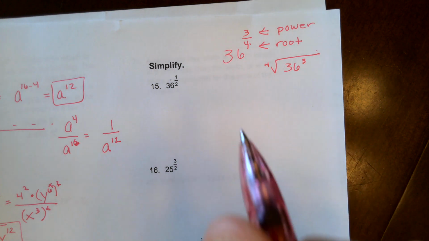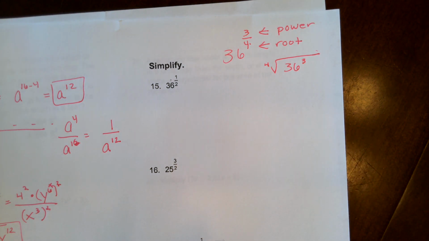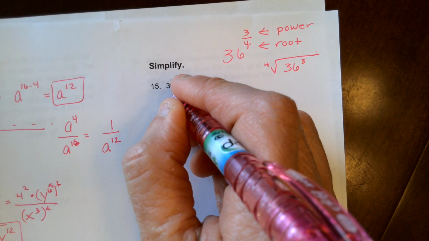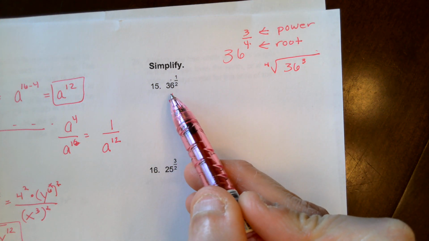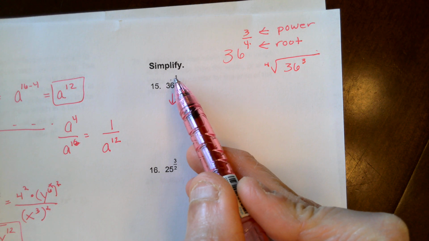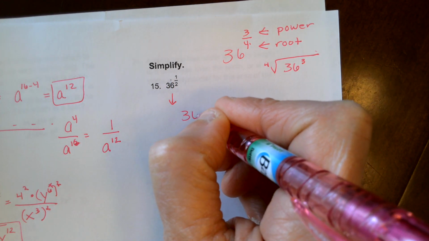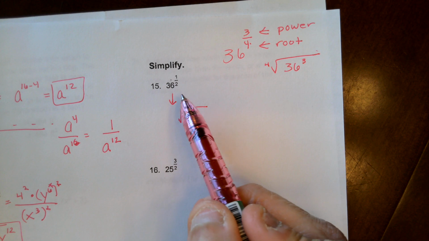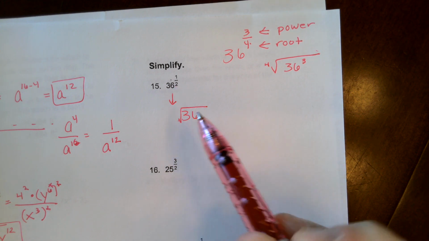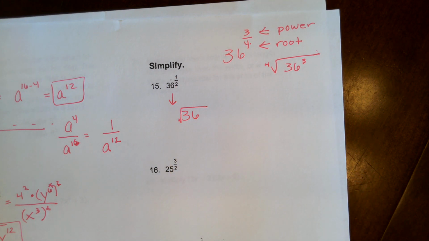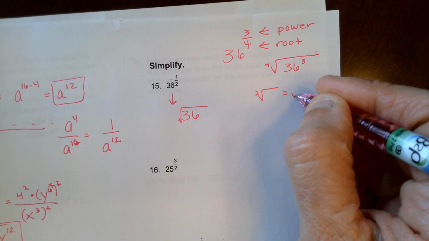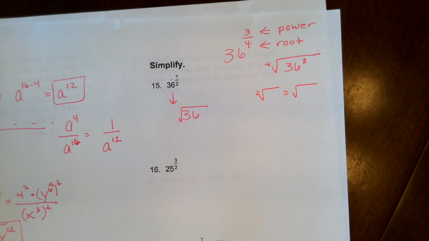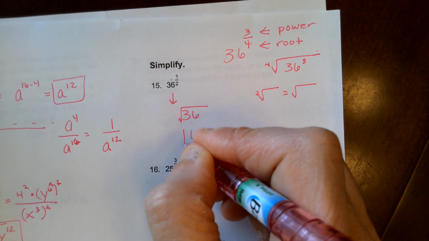So let's take a look at 36 to the 1/2. Now, if you recall, 36 to the 1/2 is the really lovely one because the power is 1. So 36 to the 1 is just 36. And the root is 2, which is just a normal square root. We don't even usually write the 2 in there. It's just a square root. This is equal to this, same thing. It's an assumed little 2 there. So square root of 36 is 6, all done.